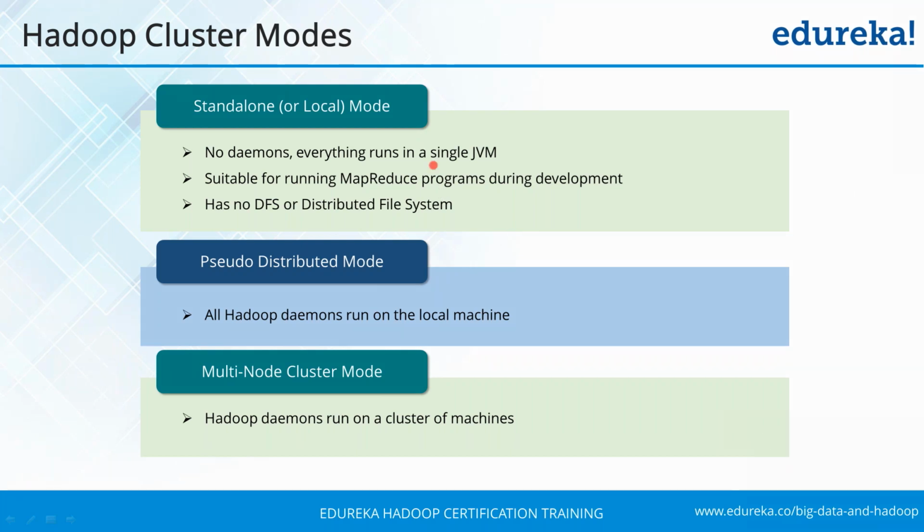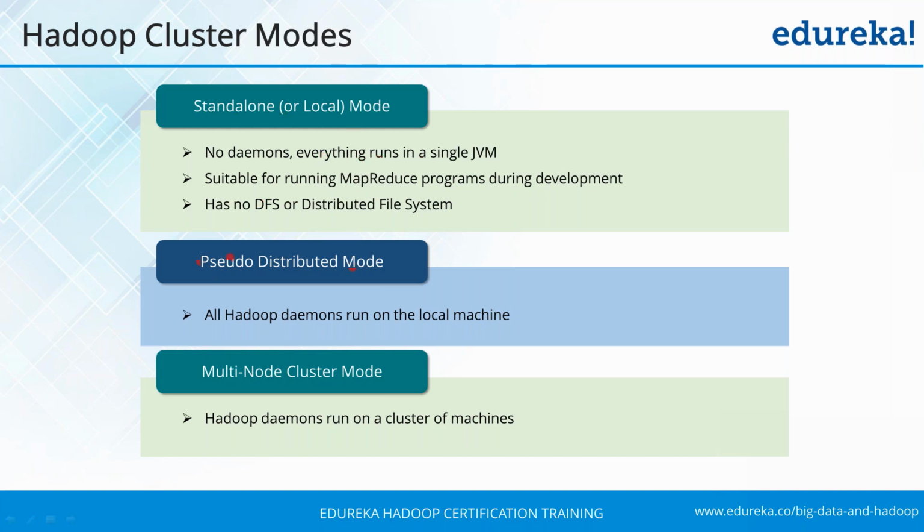The idea is that it is just suitable for running MapReduce programs during development. There is no actual Hadoop distributed file system, and it does not have any HDFS storage. It just runs on the local storage, and all the daemons run in a single JVM. So this is suitable for running MapReduce programs during development, but you don't really run this mode in production, because it's just a single node Hadoop cluster.